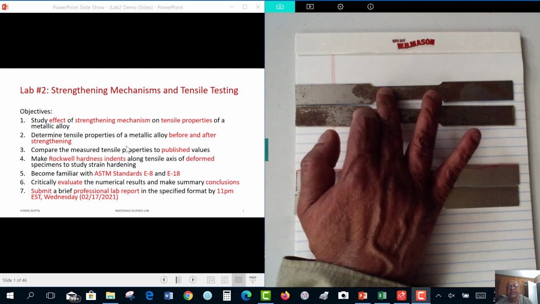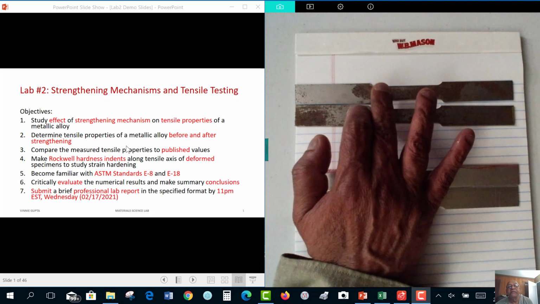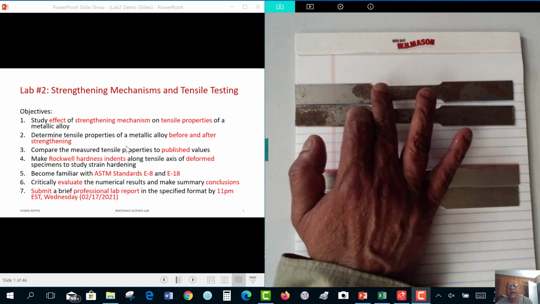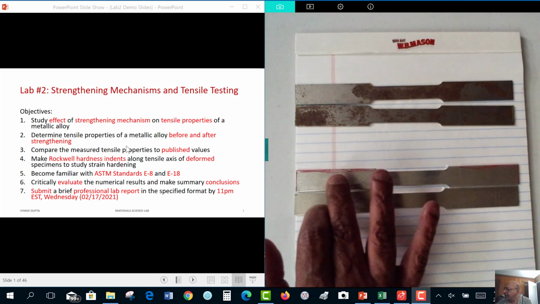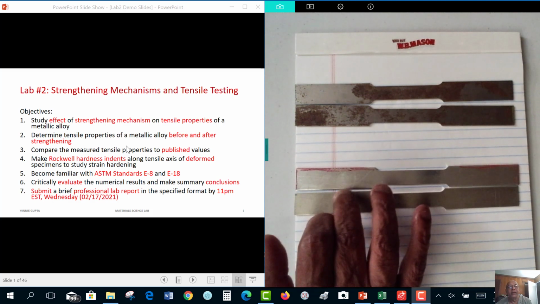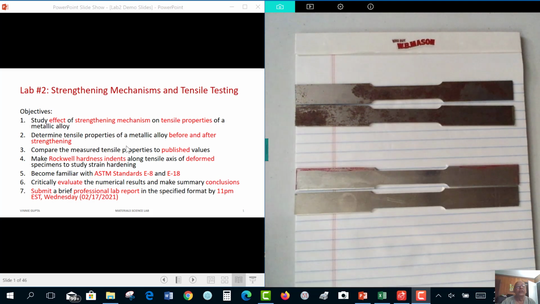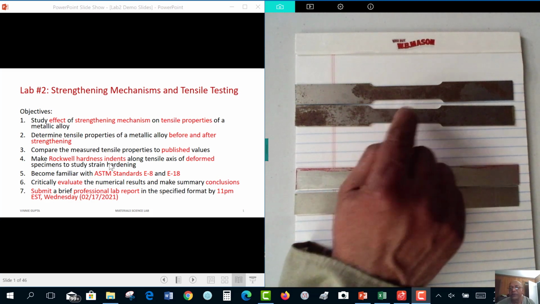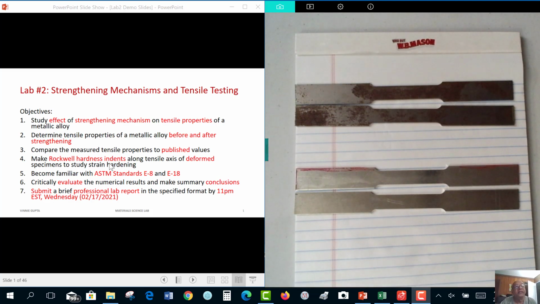These two steel samples have been given different strengthening amounts. Same thing in these aluminum samples, one is annealed and one is strengthened. So we are going to determine tensile properties of these samples, and then compare them to published values. Then in the second part, we are going to make Rockwell hardness indents along the fractured specimens and study strain hardening.